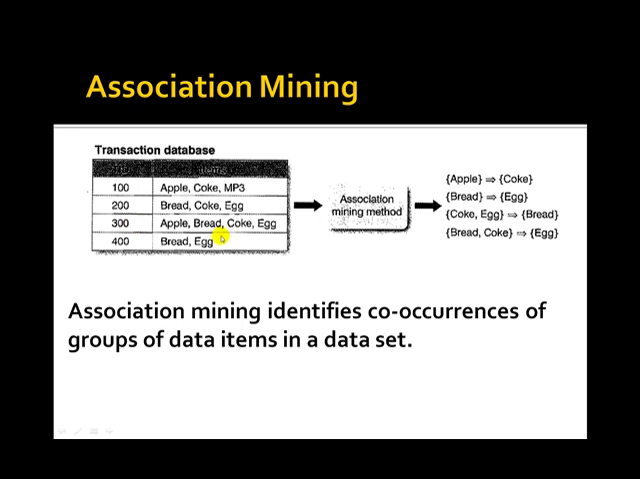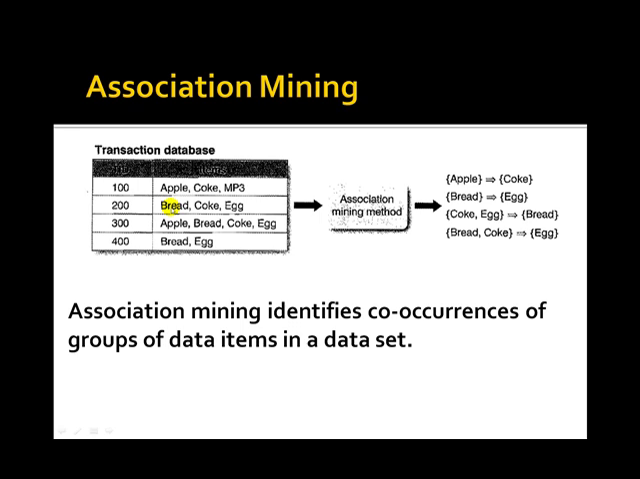So at this grocery store, here we have a purchase. A person bought an apple, a Coke, and an MP3. And the second order here was someone bought bread, Coke, and eggs. And then the third one was apple, bread, Coke, and eggs, and bread and eggs. So we have these purchases that occurred, and we might look for common patterns in these purchases.